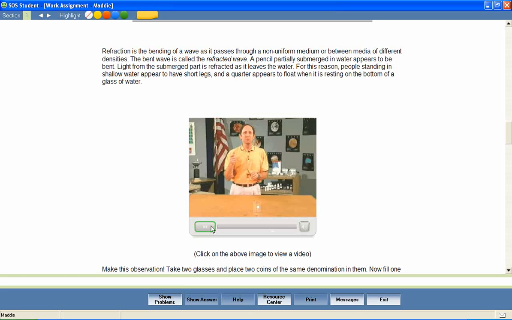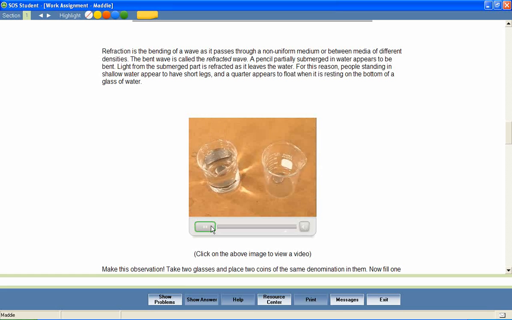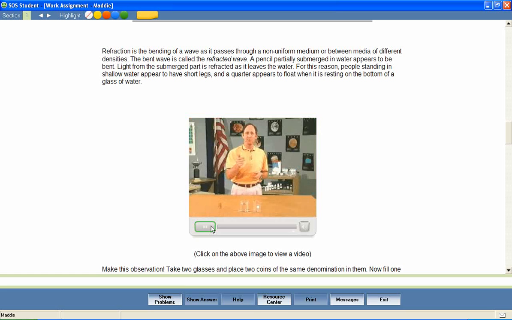Now let's see what happens when we put quarters into one empty glass and one filled with water. These 2 quarters are identical. I'll drop 1 quarter into each glass. But look, now the quarter on the left is higher than the quarter on the right. Actually, it just looks that way because of the refraction of the light waves. And that's refraction.